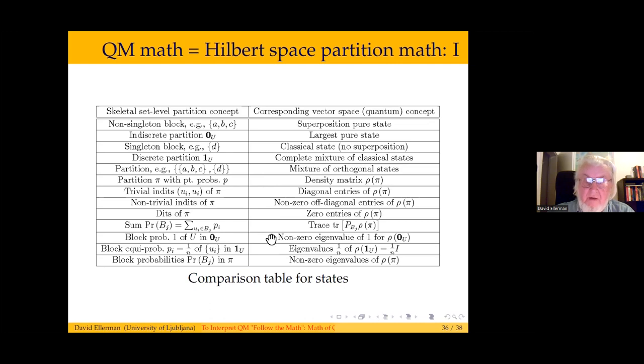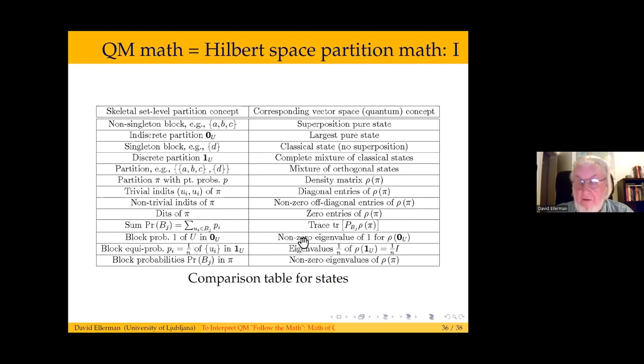And what we see here is that the eigenvalues of these special density matrices formed from partitions are just the block probabilities. So if we start with, remember, the pure state, this is the indiscrete partition, the one at the bottom. That's the pure state. There's only one block, and it has probability 1.